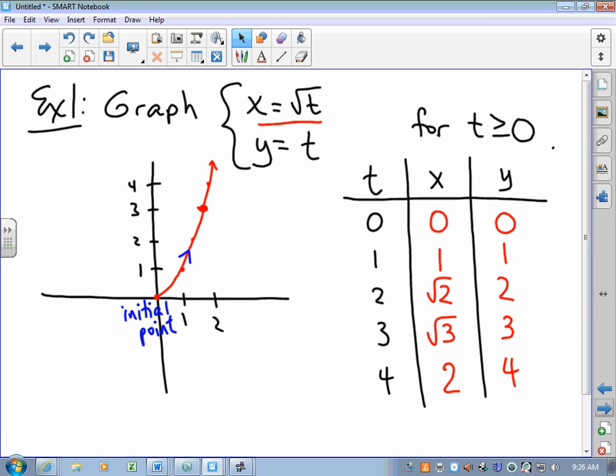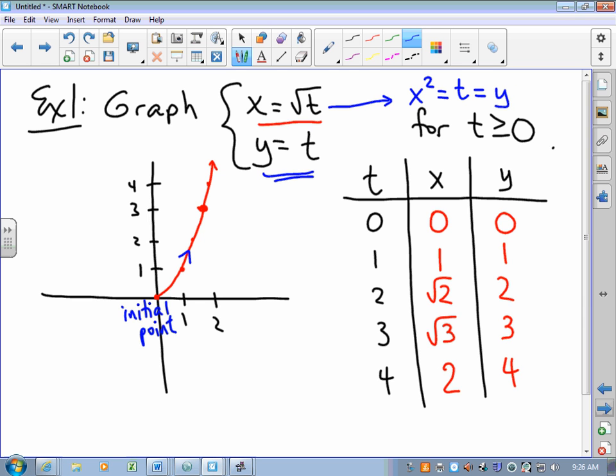Now, of course, that picture looks very familiar to us. That picture looks like y equals x squared, and that should not surprise us, because in this equation, if we were to solve for t, x squared is equal to t just by squaring both sides. But wait a minute, t and y are the same thing, so we would expect that this graph would look like y equals x squared. Why don't we see the left half of the parabola? Because t is only allowed to be non-negative.